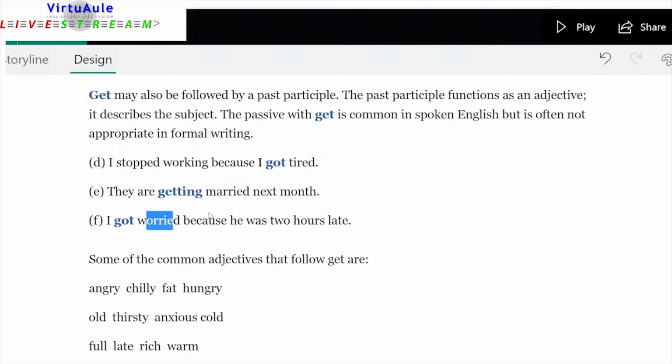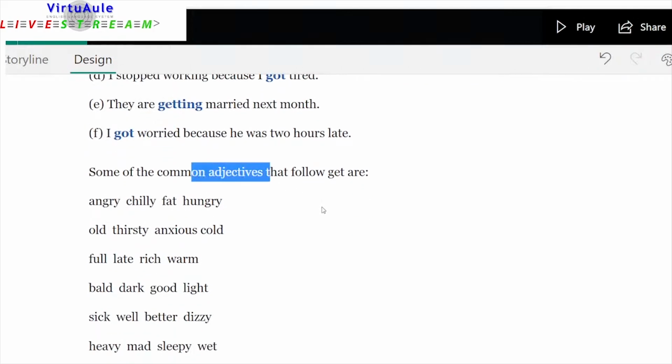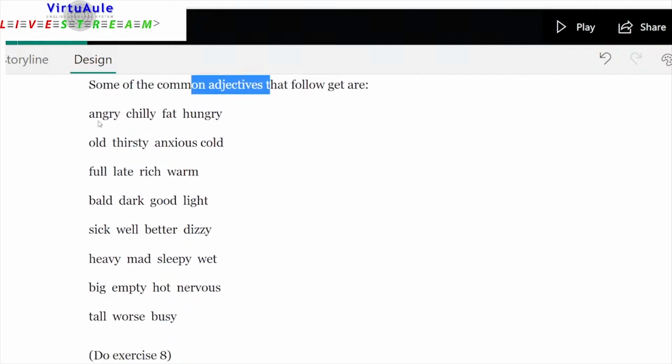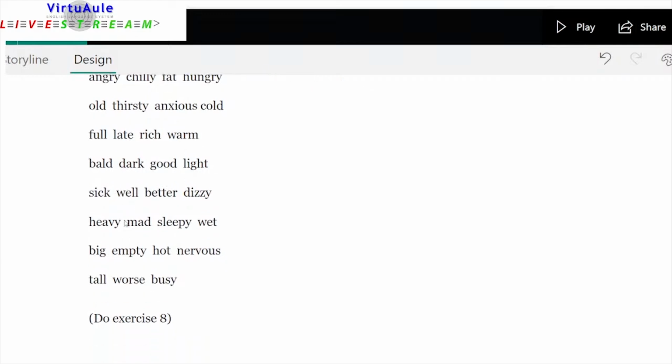They're getting worried. Some of the common adjectives that follow get are angry, chilly, fat, hungry, old, thirsty, anxious, cold, full, late, rich, warm, bald, dark, good, light, sick, well, better, dizzy, heavy, mad, sleepy, wet, big, empty, hot, nervous, tall, worse, busy.